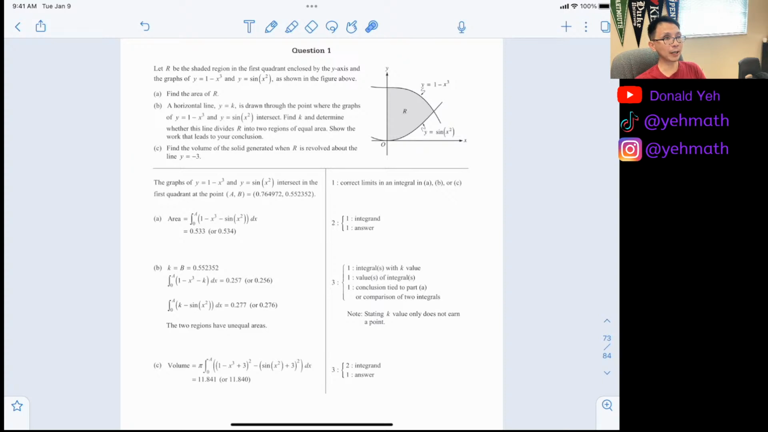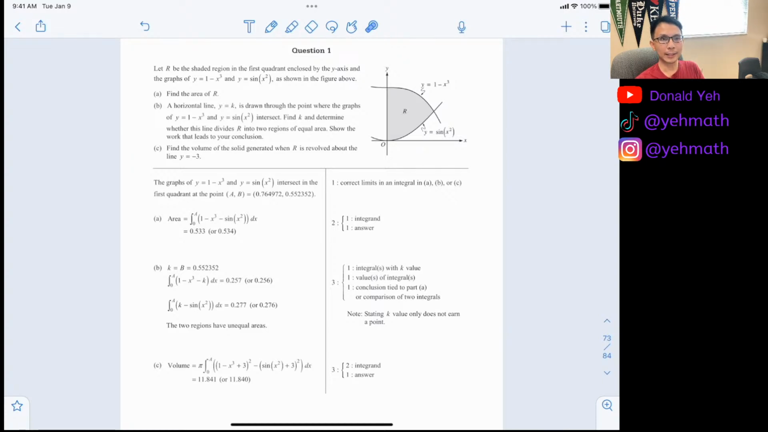It says horizontal line, not vertical line. No, you do top minus bottom. You can do the other way, but it's much harder because you don't know if the line is right here or right here. You don't know if your horizontal line cuts it in half. You don't know if it's above the intersection or below the X intersection. Visually, it's probably going to be below the X intersections.